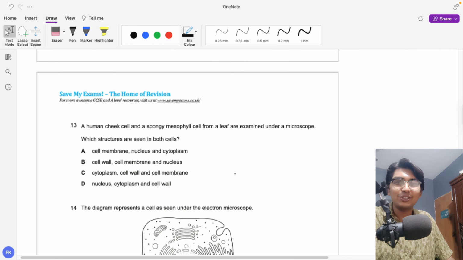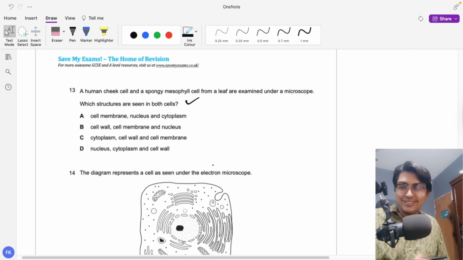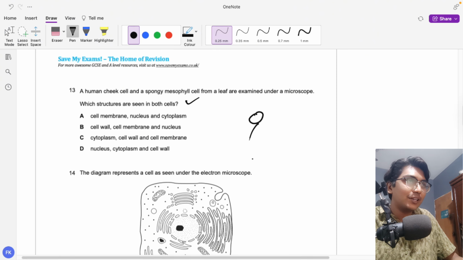Let's look at another question. A human cheek cell and a spongy mesophyll cell from a leaf are examined under a microscope. Which structure is seen in both cells? So they take a cell from the human cheek and a cell from a plant mesophyll cell. So they took a cell from the animal, or human. We don't consider ourselves animals anymore. So we take a cell from a mesophyll cell, right?